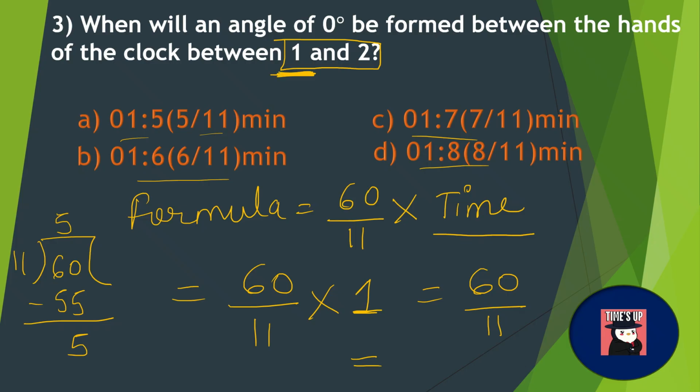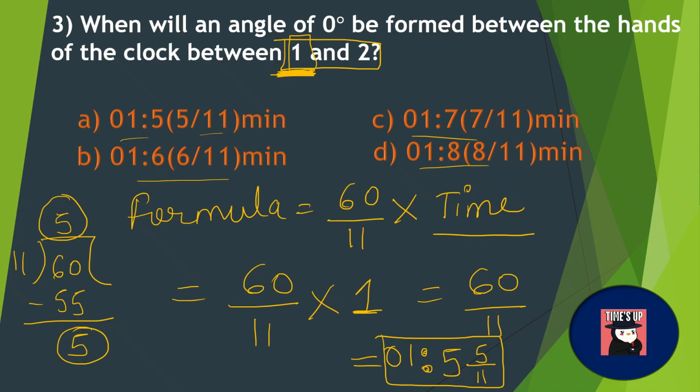First time, whatever they have given. First time is 1, so 1 o'clock you will write as it is. Now, minutes. This is 1 hour. Minutes you will write here like this. How will you write? 5. This 5 you will write here. Correct? Divide by 11. This is how you will write the minutes. So the correct answer here will be option A. I hope you got this.